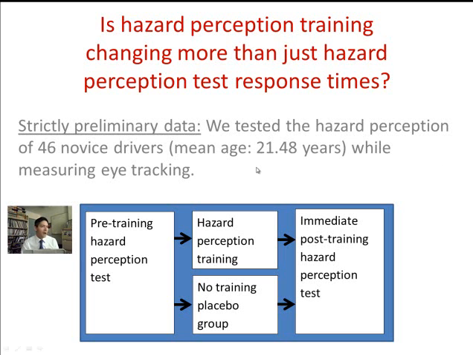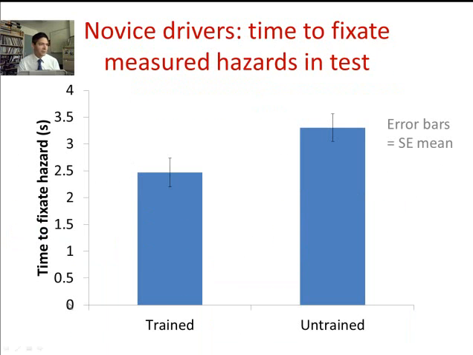One way we tried to look at this was that we tested 46 novice drivers, and we assigned them to either the training or the non-training group as per usual, and then gave them a post-training test. But what we did this time was measure their eye movements while they were completing both those tests. And what we calculated from that was the time they took to first fixate on each of the measured hazards in the test. Here we go, this is the data from that.